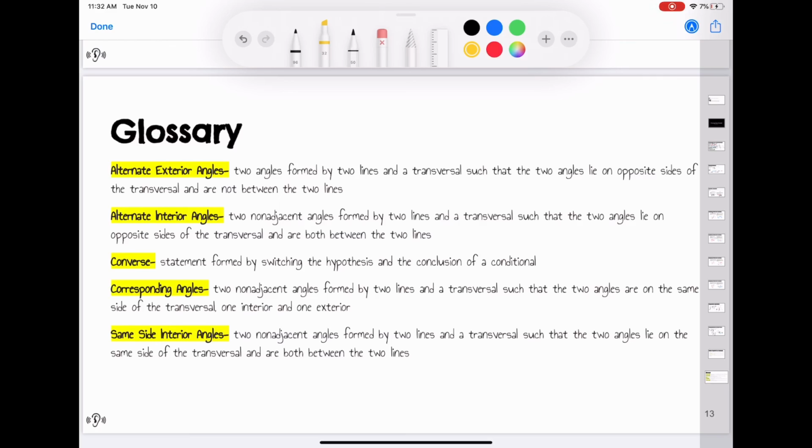Today we went over different glossary terms. We reviewed alternate exterior angles, alternate interior angles, converse, corresponding angles, and same side interior angles.